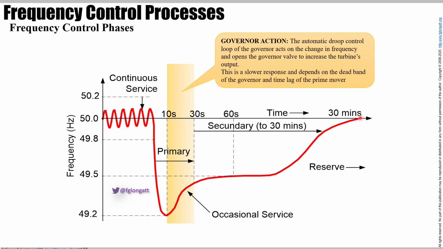When we have the inertial response, that is something natural that comes from the inertia of your machines, okay? That is something that depends on the size of your rotor and the kinetic energy stored in your rotor. The governor action depends on several parameters.